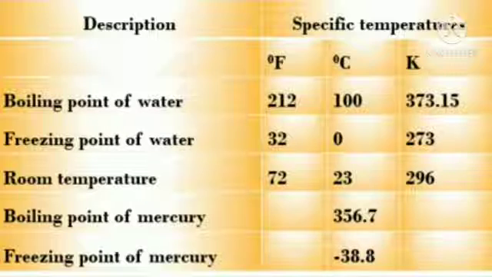Next one, boiling point of mercury. It is only in degree Celsius, means 356.7. Freezing point of mercury, it is also in degree Celsius, minus 38.8 degree Celsius.